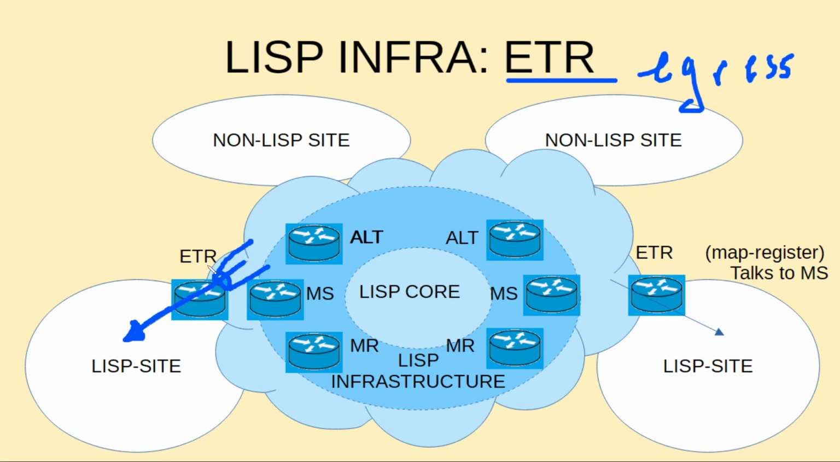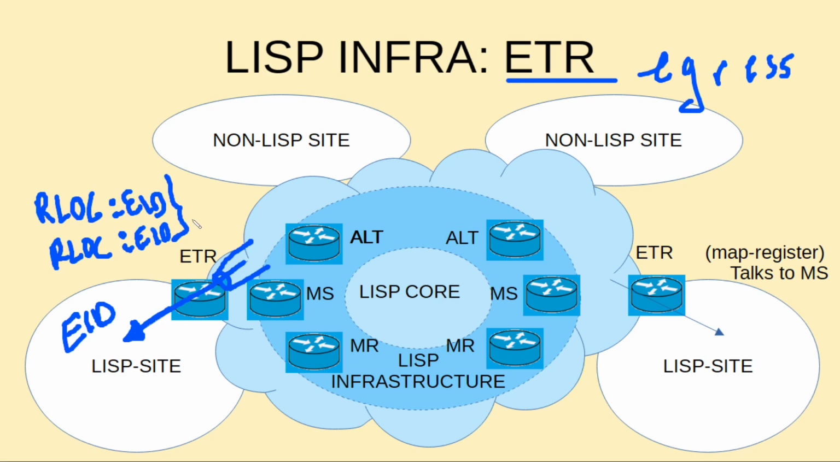Now, these ETRs may have several connections into the core. Remember that each wide area connection may become an RLOC, so they may represent one or more RLOCs in order to reach a particular endpoint ID. They are going to communicate these mappings to the map server. So thanks to ETRs within the LISP domain, map servers can create a complete mapping database for the complete LISP network.